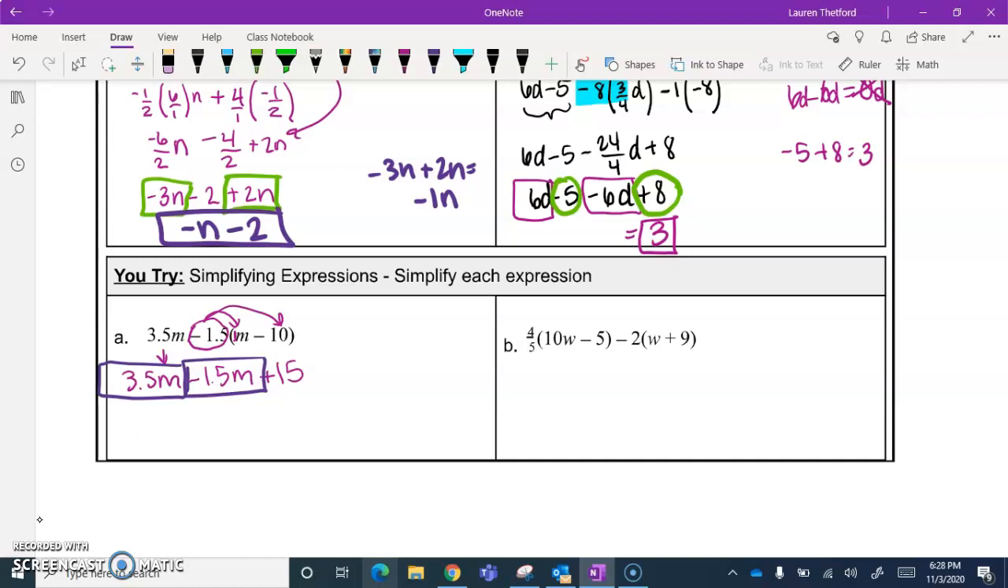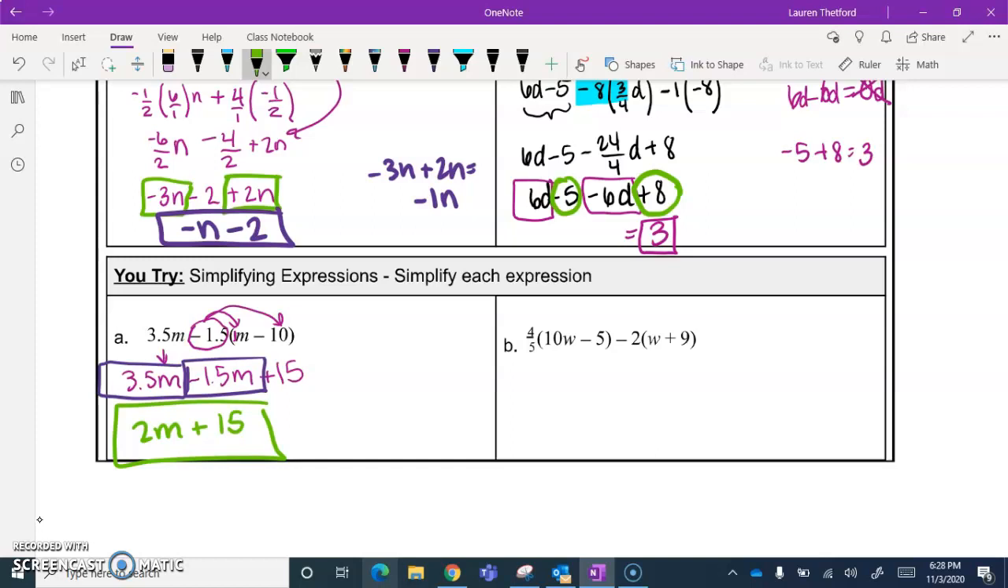That is the most rough. Here, let's try this again. Okay, 2m, and then we bring down that 15 because there's nothing it can combine with, and so our answer is 2m plus 15.